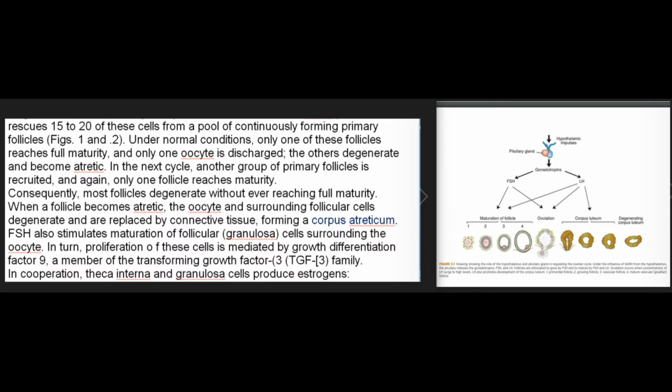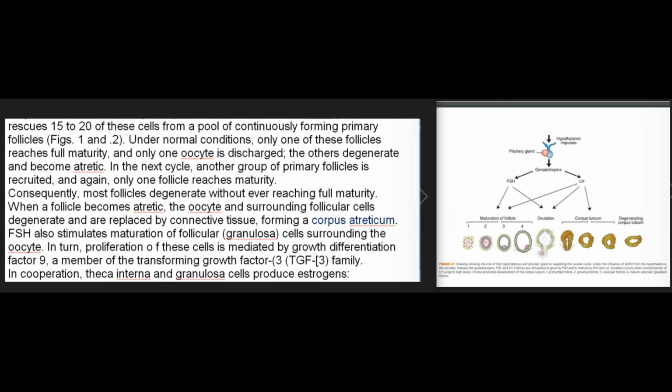Under normal conditions, only one of these follicles reaches full maturity, and only one oocyte is discharged, the others degenerate and become atretic. In the next cycle, another group of primary follicles is recruited, and again, only one follicle reaches maturity. Consequently, most follicles degenerate without ever reaching full maturity. When a follicle becomes atretic, the oocyte and surrounding follicular cells degenerate and are replaced by connective tissue, forming a corpus atreticum. FSH also stimulates maturation of follicular, granulosa, cells surrounding the oocyte.